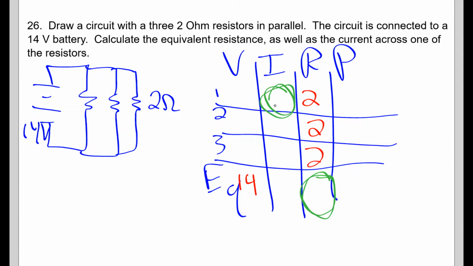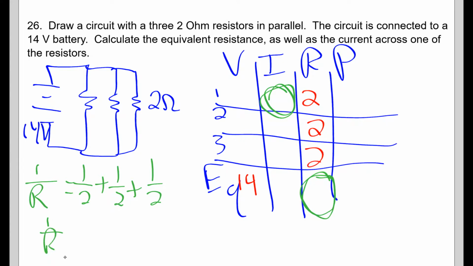Now I know you guys want to just add the 2 and 2 and 2 and get 6, but it's not 6 ohms because this is a parallel circuit. And in a parallel circuit, we use that reciprocal formula. So 1/Req is 1/2 plus 1/2 plus 1/2. So 1/R is 3/2. And then we flip it. We take the reciprocal. R equals 2/3, or 0.67 ohms.